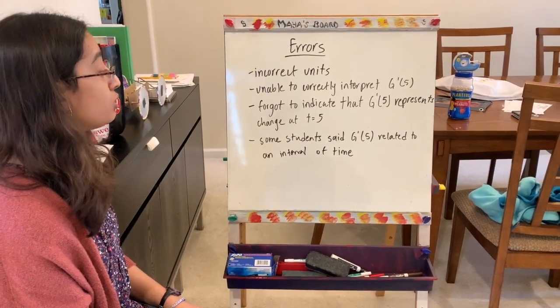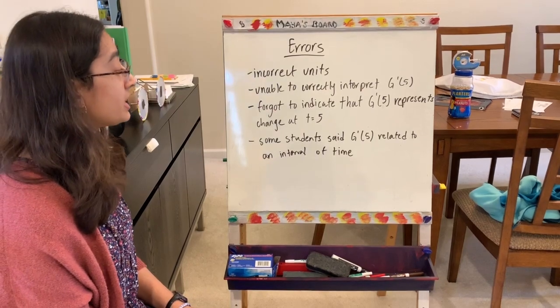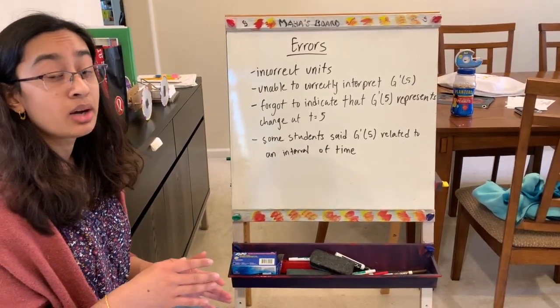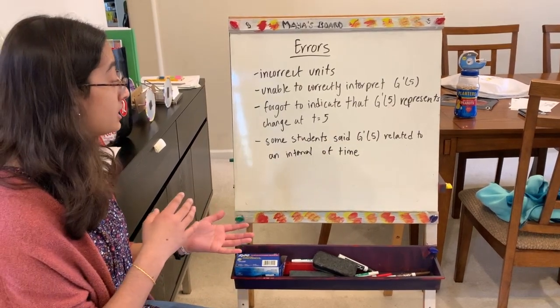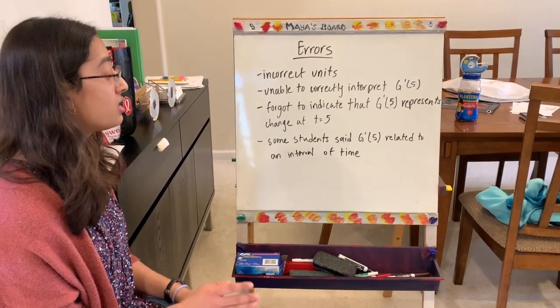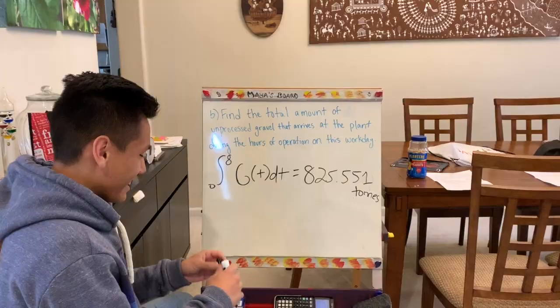Some people were unable to correctly interpret g prime of 5. Some people forgot to indicate that g prime of 5 represents change at when time is 5 hours. And some students said that g prime of 5 related to an interval of time.